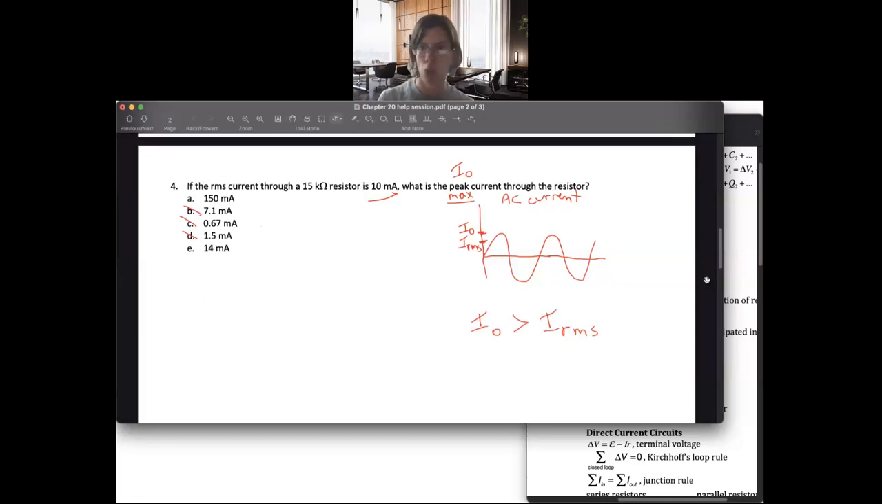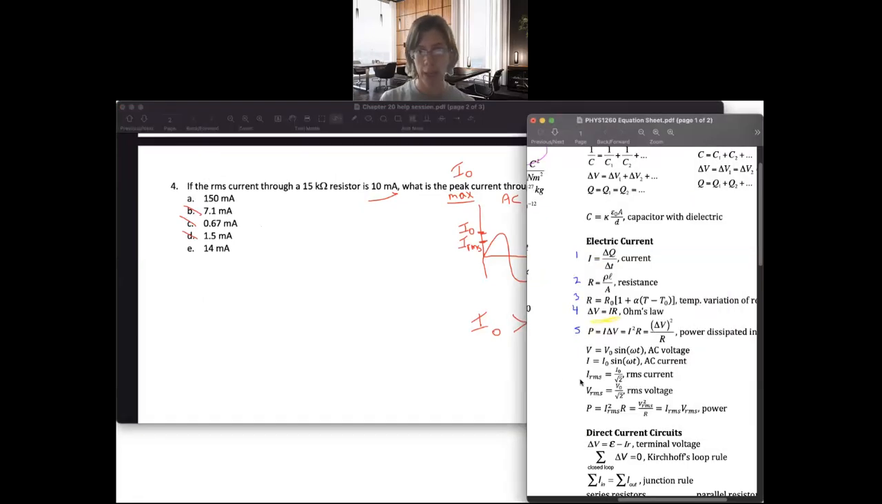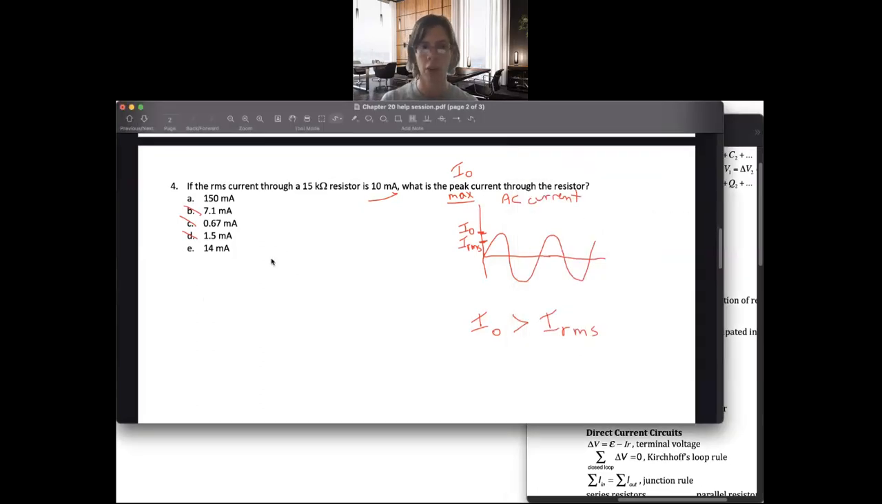And then the other thing is just a plug and chug. We have right here, I RMS is the peak current divided by square root of 2. So whenever you have an RMS kind of problem, it's just going to be a simple plug and chug. But sometimes people will just do it backwards because they're not thinking or trying to skip a step. So make sure that to find that peak current, you are actually multiplying the RMS value by square root of 2, which is the 10 milliamps times about 1.4, and that's going to give us the 14 milliamps.